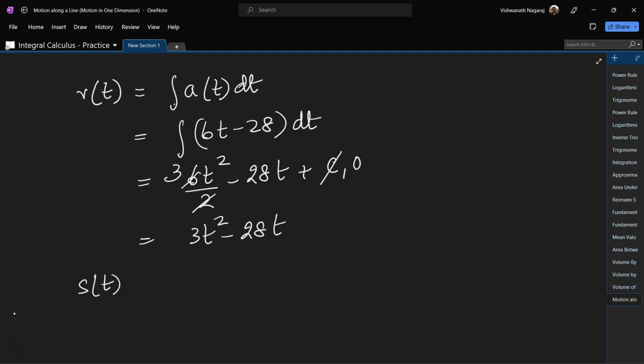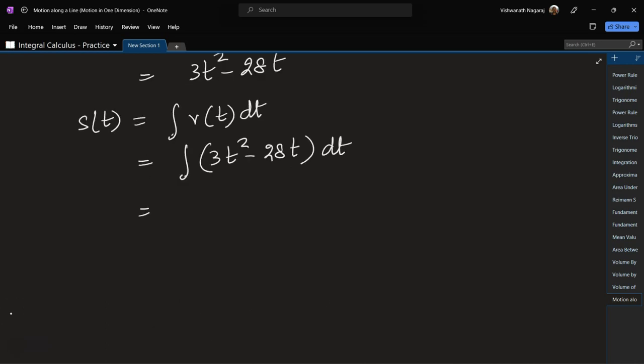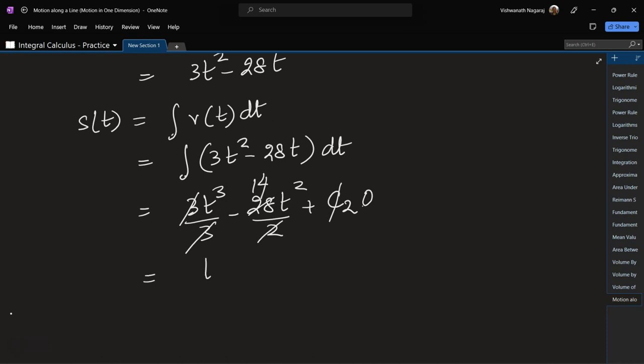Okay. s of t will be the integral of v of t dt, which is equal to the integral of 3t square minus 28t dt, which is equal to 3t cube by 3 minus 28t square by 2 plus c2. And again s of 0 is 0. So this will become 0. 3 and 3 cancels, 2 14s. So our s of t is going to be equal to t cube minus 14t square. Okay, that was the eighth one.